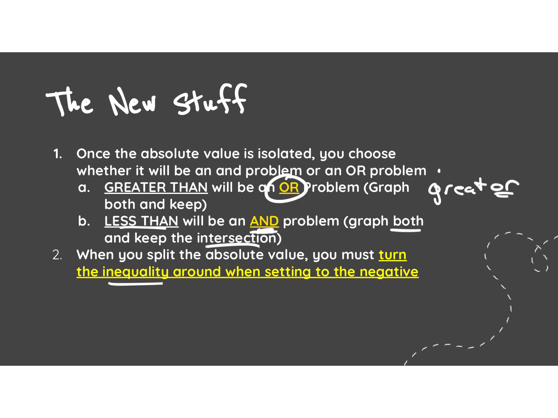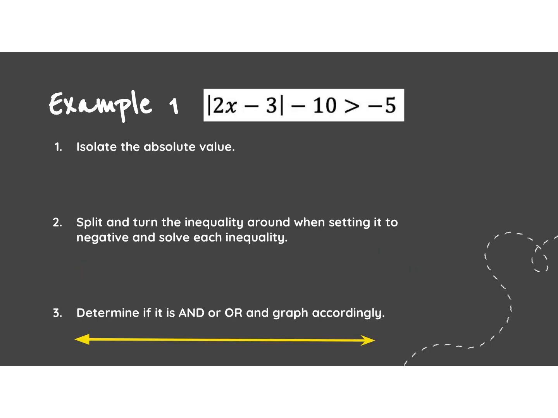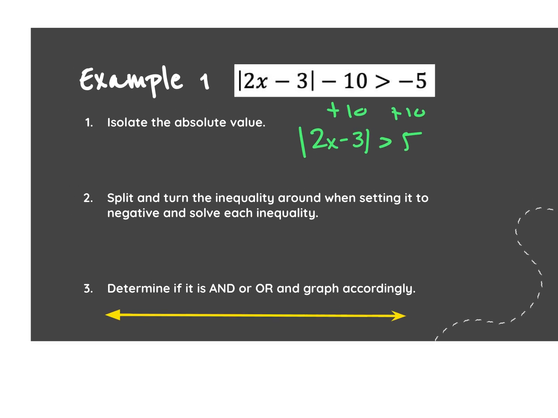All right, so let's look at what we're dealing with. So if I take this problem, what I'm going to do is I'm going to add 10, okay? So the absolute value of 2x minus 3 is greater than 5. All right, so now if I turn that around, split that, I'm going to have 2x minus 3 is greater than 5. And because it's greater, it's going to be or 2x minus 3 less than negative 5.